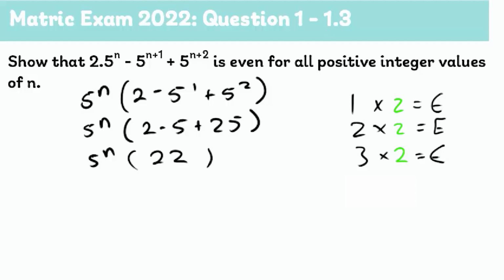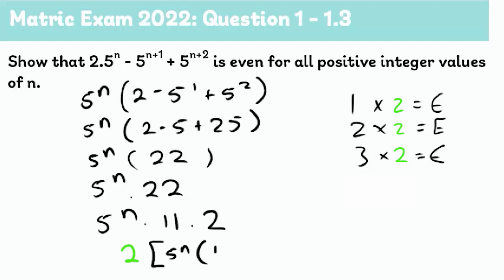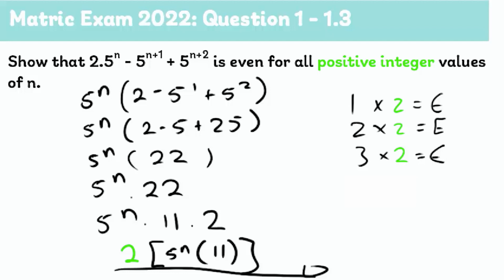Now how do we get the 2 into this equation? If we go 5^n times 22, that's exactly what we got above. But then if we break it up further, we go 11 times 2. So 11 times 2 is 22. And then finally what we have is 2, 5^n, 11. So whatever the value of n is, as long as it's a positive integer, it will be even.